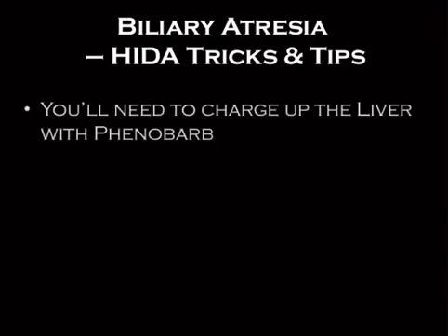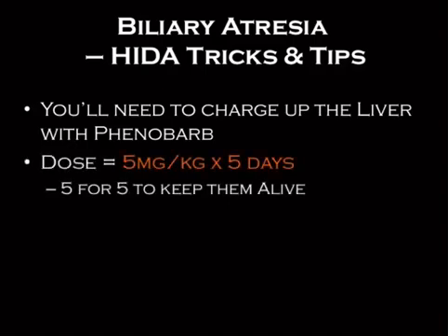So here's some tricks. You need to charge up the liver, and the reason you do this is this cytochrome system that you want to ramp up, and that's done with phenobarb, and you dose them 5 milligrams per kilogram for 5 days. So 5 for 5 to keep them alive.